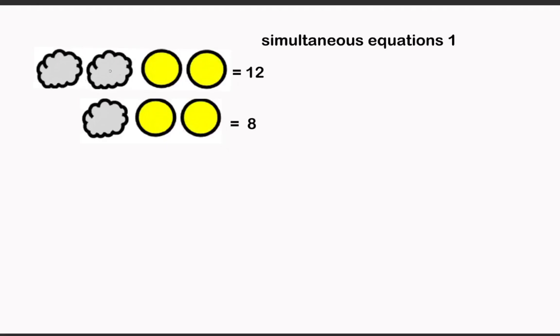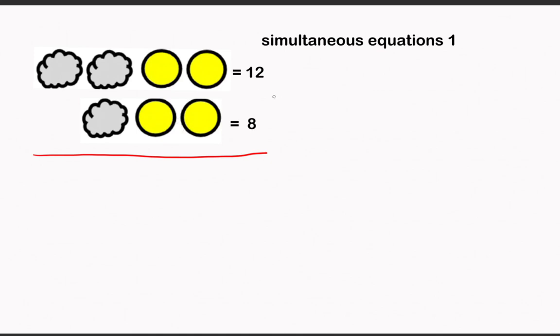Simultaneous equations. So here we have a question similar to the ones we did last lesson. 2 clouds and 2 circles is 12, 1 cloud and 2 circles is 8. Now of course you can see that the difference between the top row and the bottom row is just that the top row has 1 extra cloud. So that's the only difference.